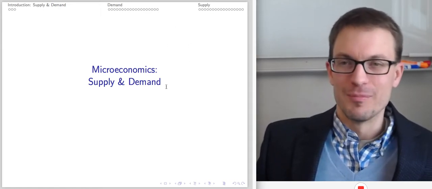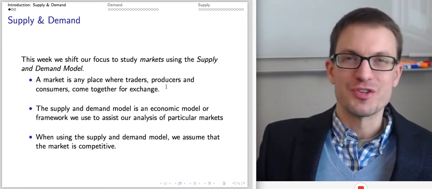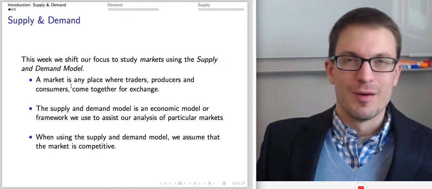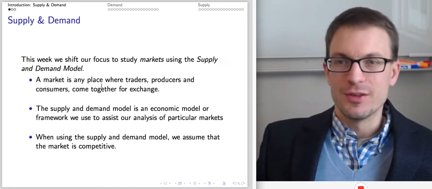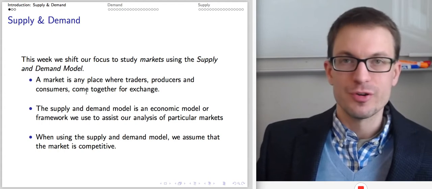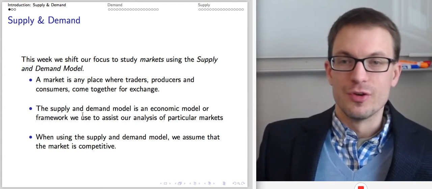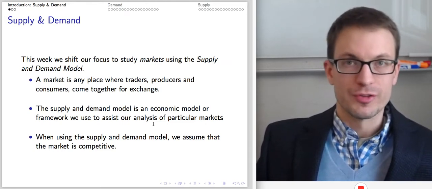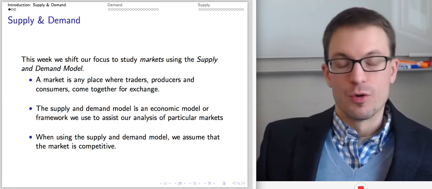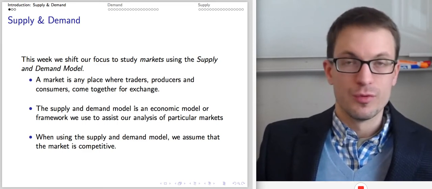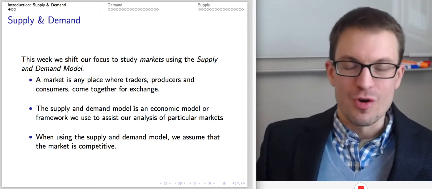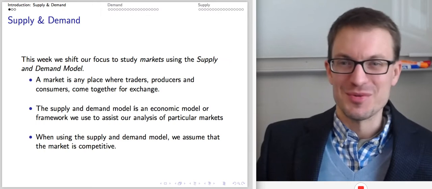So this week we are shifting our focus to think about markets using the supply and demand model. A market, just to be clear about what we're talking about, is any place where traders, producers, consumers are all coming together for exchange. So the supply and demand model is our economic model or framework that we're going to use to analyze specific markets. And so we'll focus on a market for one single good or one single service, and we'll take each good or service one at a time. So you have to redraw a graph for each additional market that you want to study.